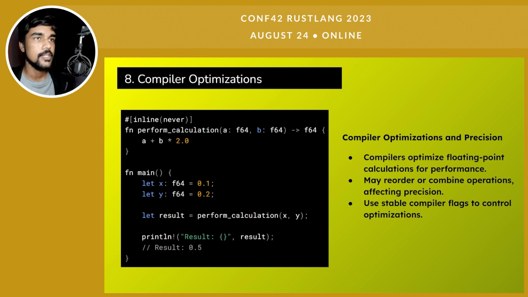So compilers can optimize floating point calculations for performance. This can happen quite often, and may reorder or combine operations, which may affect precision and could result in an associativity of the order problem, which we saw in the previous slides. So to overcome that, you can use stable compiler flags to control those optimizations.